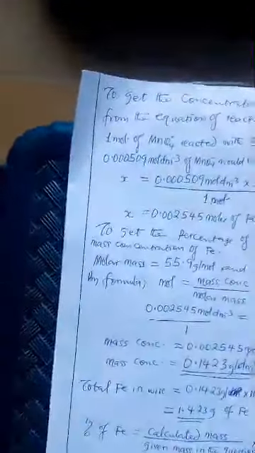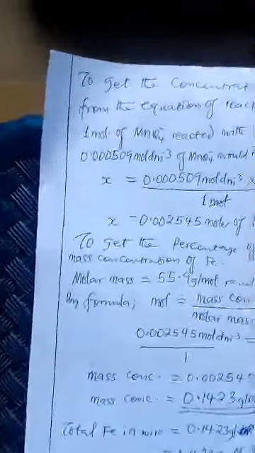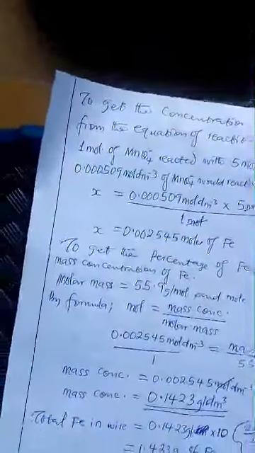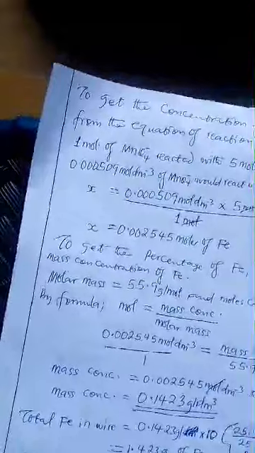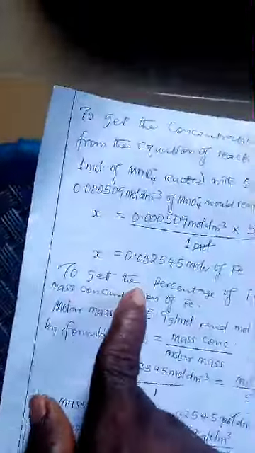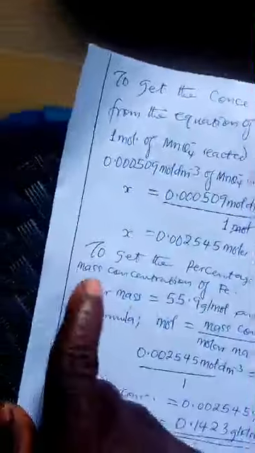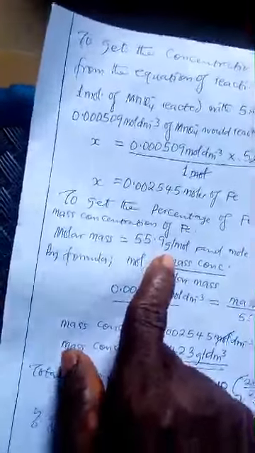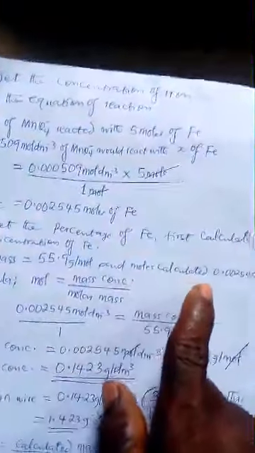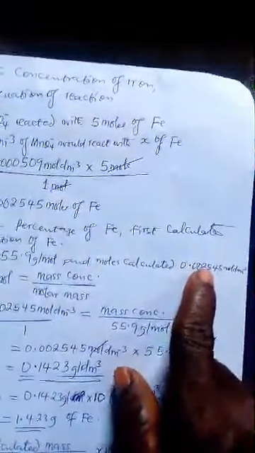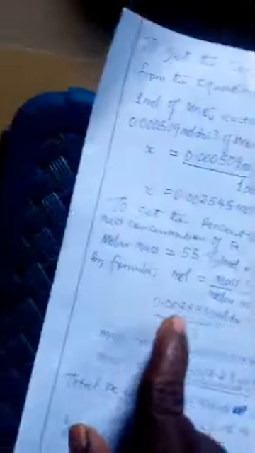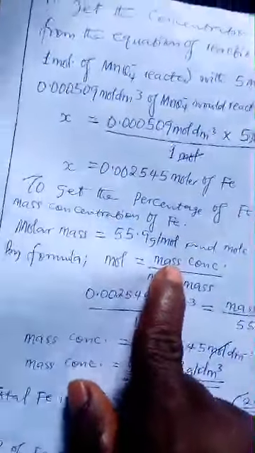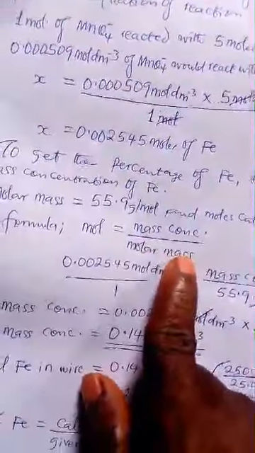Now, to calculate the percentage of that iron, you will first of all calculate the mole, and you convert the mole to mass. You convert the mole to mass. Now, to get the percentage of iron, first calculate mass concentration of iron. Molar mass of iron is 55.9 gram per mole, and moles calculated is 0.002545 mole per dm3.